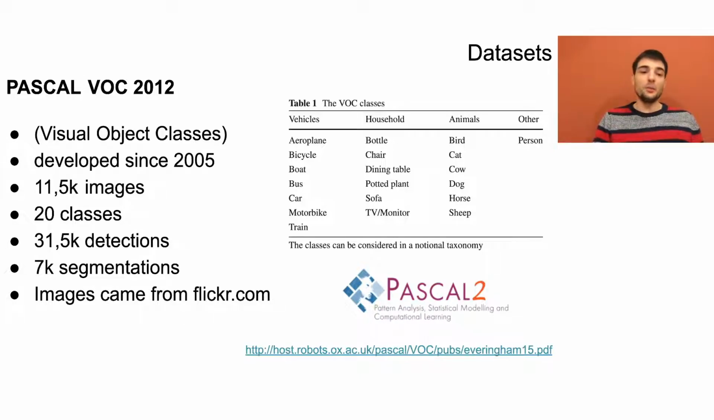Speaking about more popular datasets right now, there is the Pascal dataset, Pascal VOC 2012. It's been developed since 2005. It contains only 11.5 thousand images with 20 classes, but now it has not only class labels, but also detection bounding boxes and segmentation maps. And the images were parsed from Flickr.com, so several services actually help deep learning and science at large. And just in case, VOC stands for Visual Object Classes.